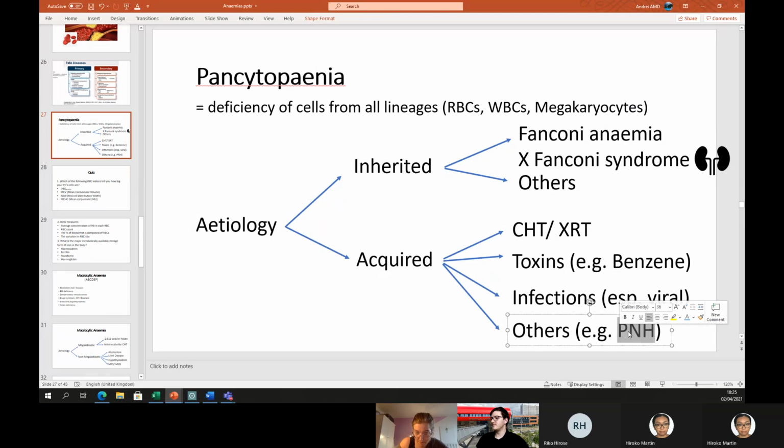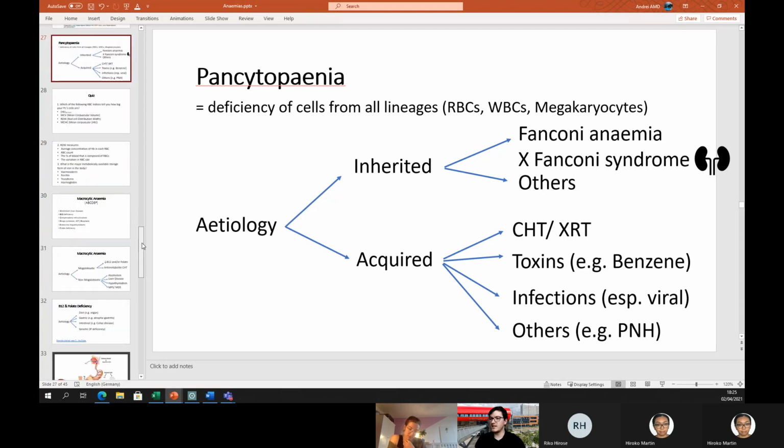Others would be paroxysmal nocturnal hemoglobinuria. This would be somewhere here with Fanconi anemia. I think it's also an acquired gene defect, but I'm not so sure, so I prefer not to talk too much about it.